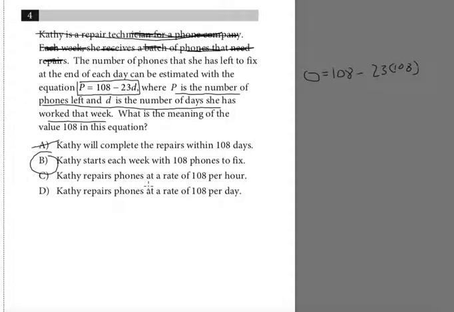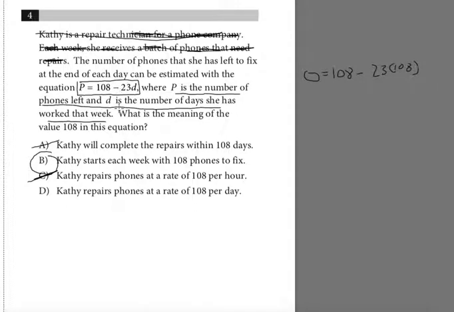Let's look at C. Kathy repairs phones at a rate of 108 per hour. Well, per hour, where does per hour come from? We have days right here. We have leftover phones, right? Per hour is just something that is irrelevant, all right? Kathy repairs phones at a rate of 108 per day. Well, if she was talking about 108 per day, then D would be attached to 108 rather than our 23, alright?